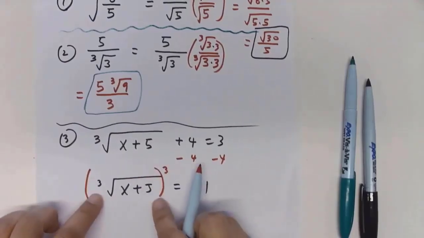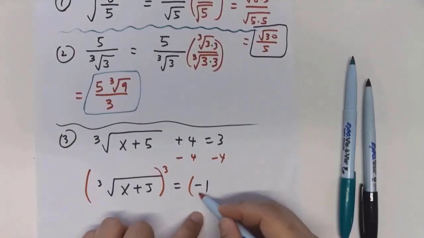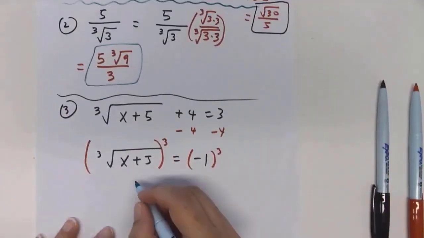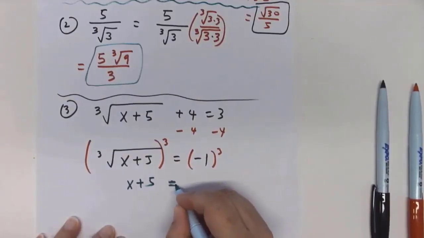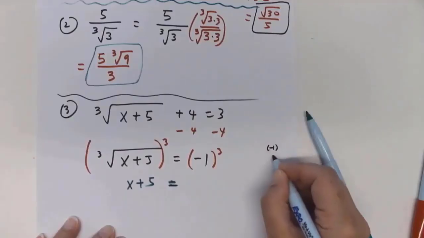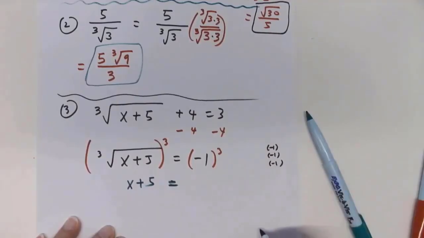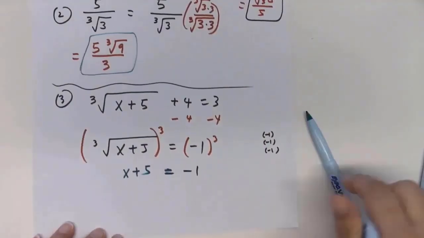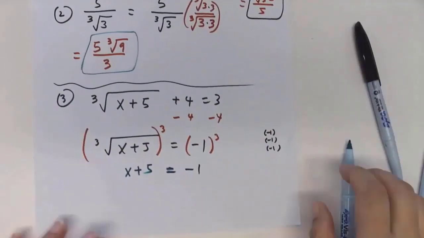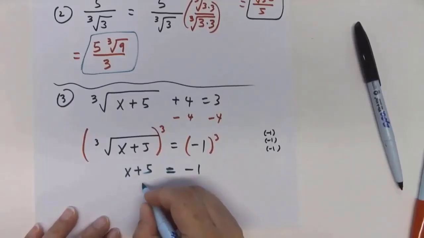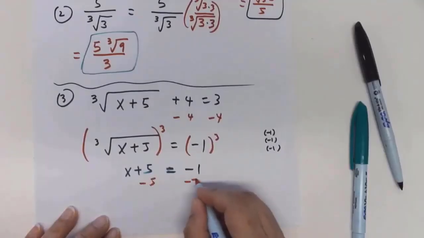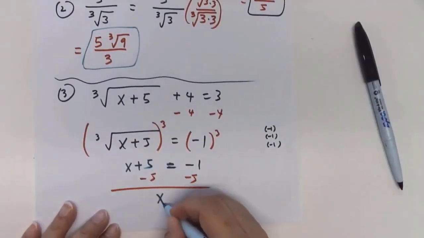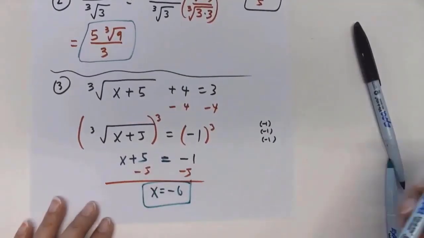Whatever you do here, you do the same here. Now cube root and cube cancel each other. On the left, we have x plus 5, equal to -1 times -1 times -1, which is -1. If you're not sure, put it in the calculator, but make sure you put a parenthesis there, okay? And then what? Isolate the x, so subtract 5 from both sides. x equals -6. Alright, so this one you will have to check.